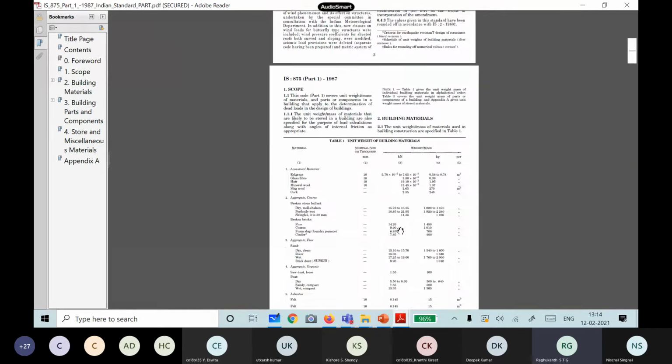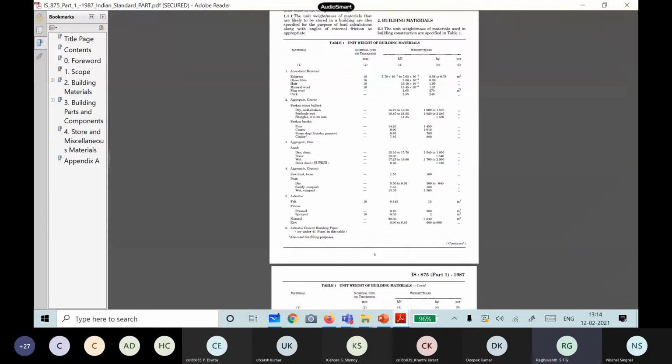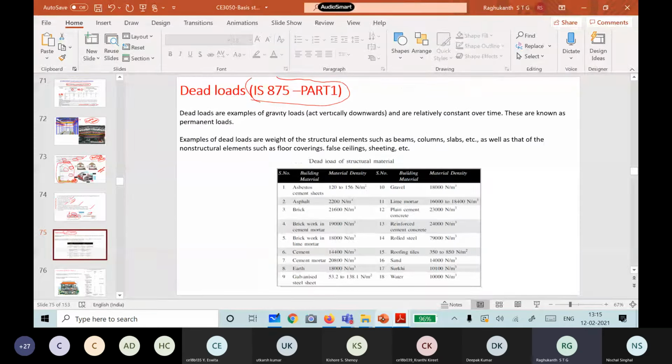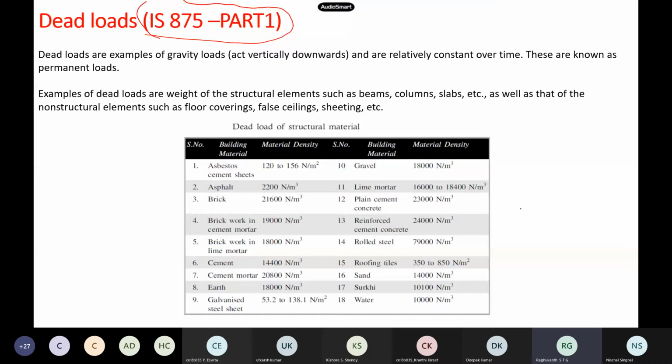So these are the tables. They give you the unit weight of the materials. I think we can see the slide also. Maybe it will be better now. I have copied this from the dead loads code itself. Asbestos cement sheets are there, and the density is 120 to 156 Newton per meter square. If I am having a brick, a brick is 21600 Newton per meter cube. So they will give you the unit weights like this.